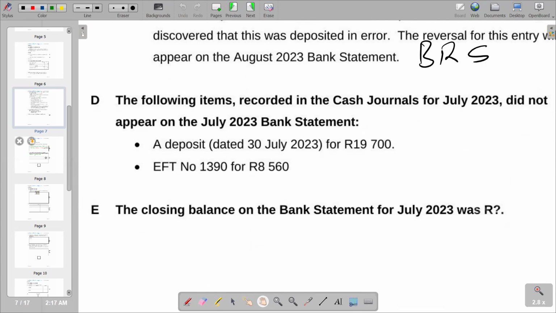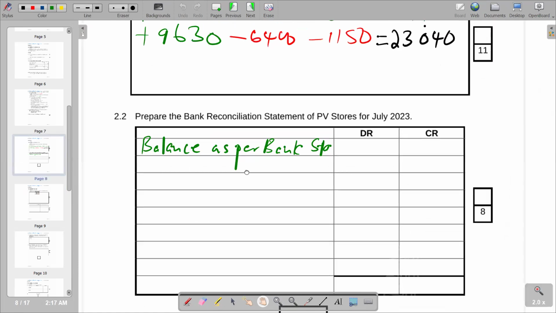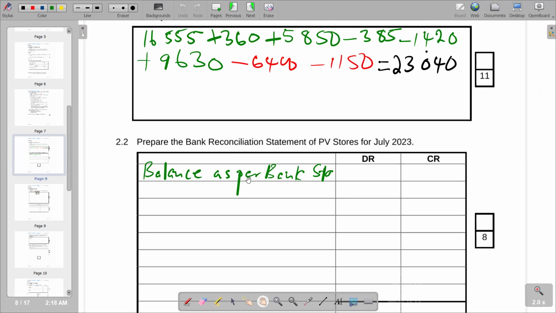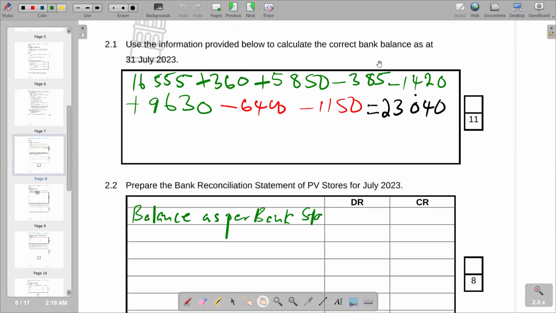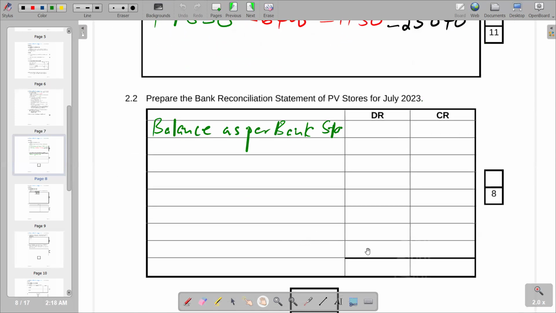So if you come here on our answer section, as we know, the bank account in the ledger reflects what is supposed to be on the bank statement. In other words, the contents of the bank account in the ledger should be the same as the contents that we should see in the bank statement. So the closing balance that we found as the correct bank balance, 23,040, is the same balance that should be the closing balance in the bank reconciliation statement.